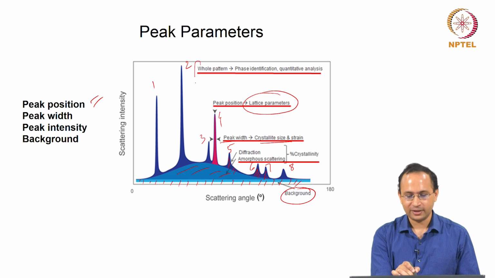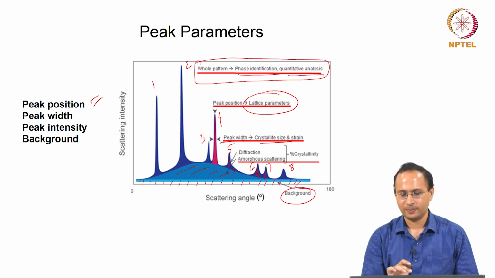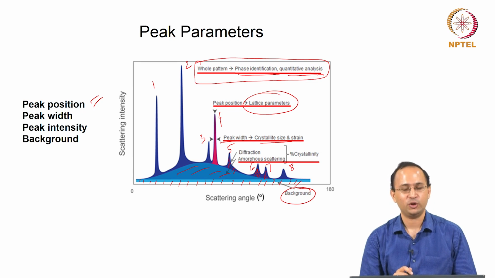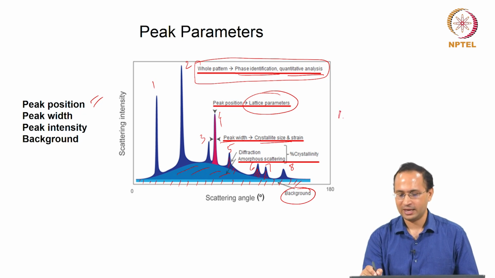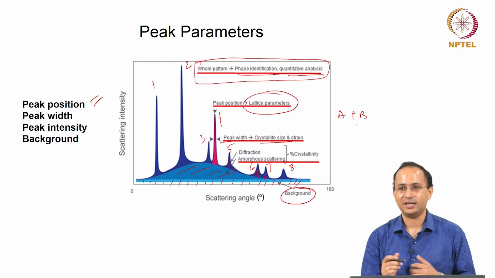This whole pattern can be used for phase identification and phase quantification. You can tell what are the phases present, what does contribute to peak 2, peak 4, peak 6, and how much. Suppose it is a mixture of A plus B. How much of A you have, how much of B you have. So, qualitative and quantitative analysis can be done.